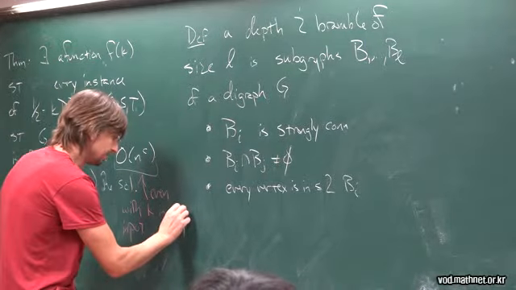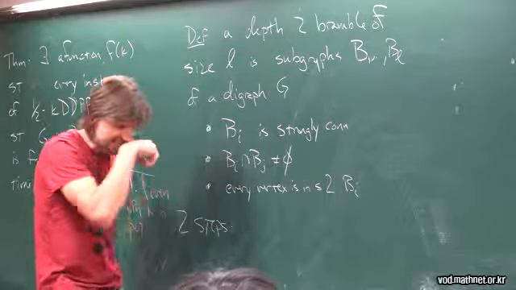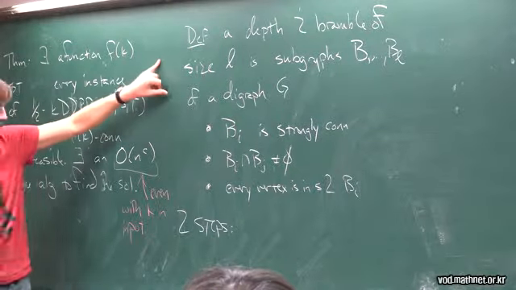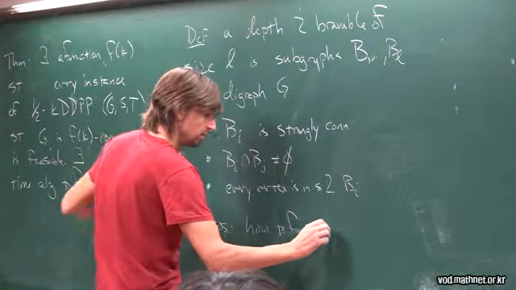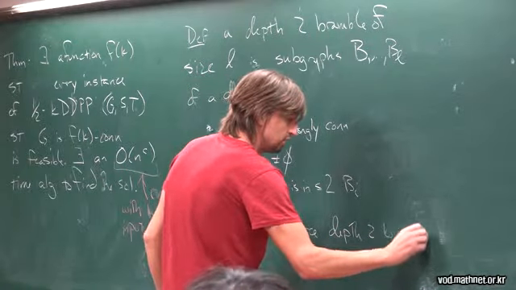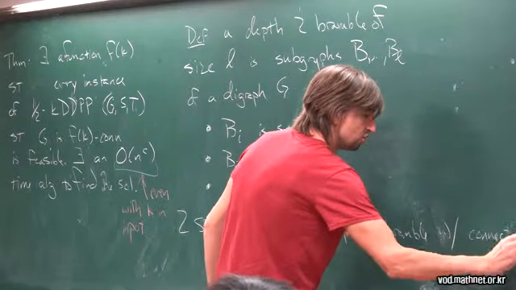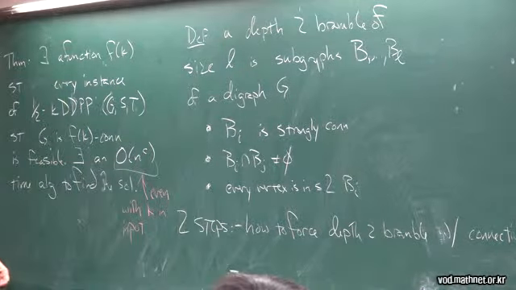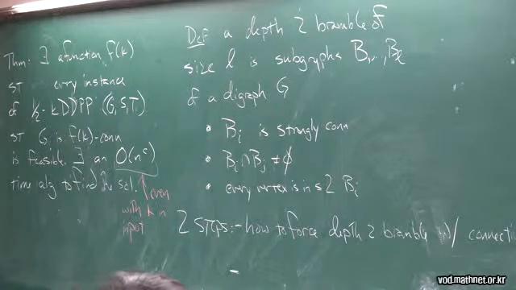So the proof outline has 2 steps. One is, how do we force a depth 2 bramble? With connectivity. And 2 is, how do we use a depth 2 bramble to link up a la Robertson-Seymour?